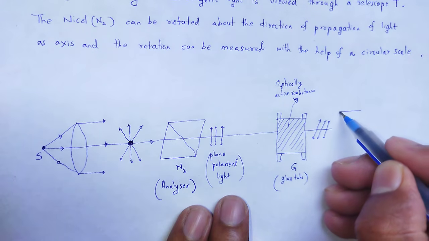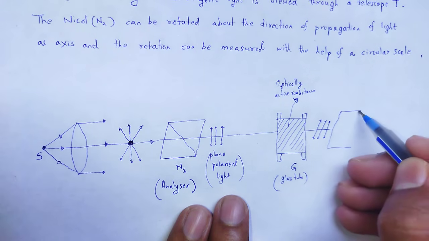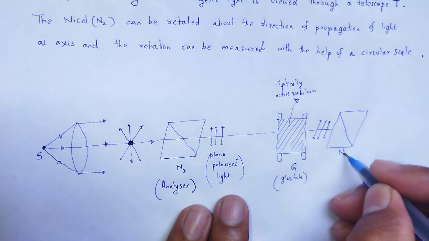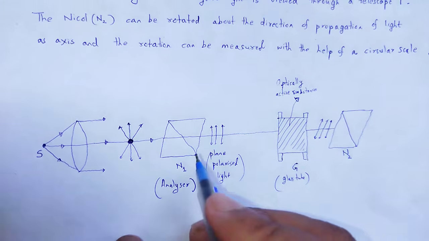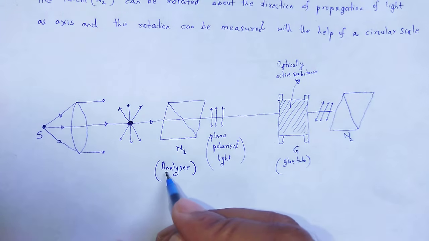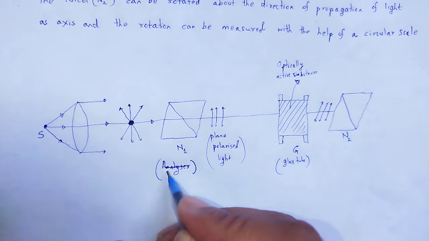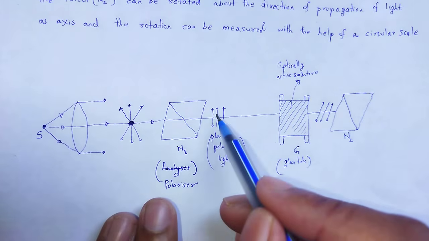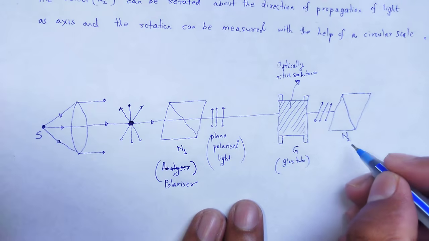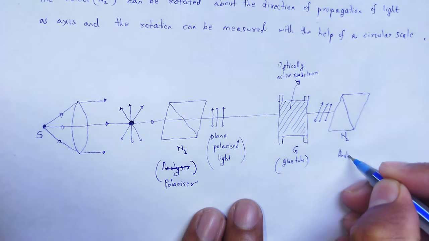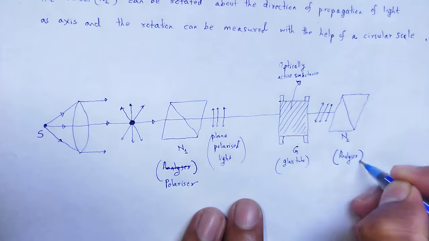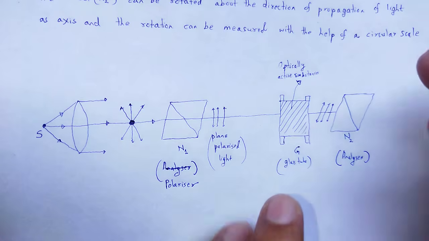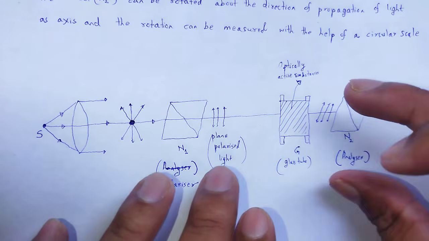Another nicol prism is used. That nicol prism acts as an analyzer, which analyzes what kind of light it is, either polarized or not. The first one is a polarizer, as it produces plane polarized light. And N1 and N2 are crossed with each other.